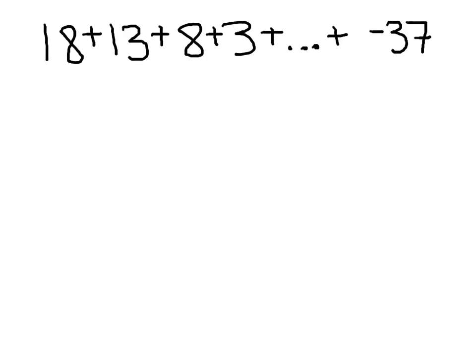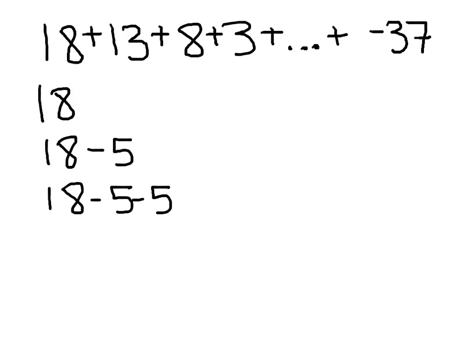So you walk into the quiz, your mind has gone blank, you don't know any of the equations. Here's how you can do the problem without knowing most of the equations. The first term is 18. The second term is 18 minus 5. And the third term is 18 minus 5 more. And the fourth term is 18 minus 5 minus 5 minus 5.